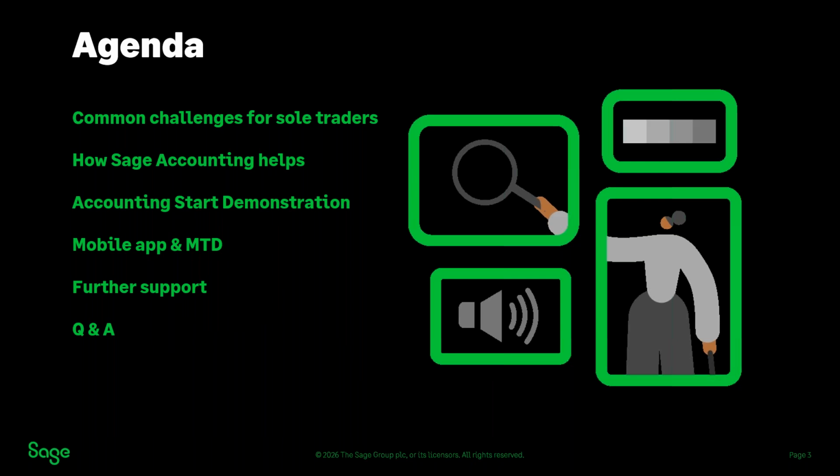So in today's agenda, we're going to cover common challenges for sole traders, how Sage Accounting helps, Accounting Start, the actual demonstration of each section, a mobile app and MTD, how those can help, and then moving forward, what you need regards further support if you want to use our support hubs or speak to a technician. And then again, I'll check the Q&A section at the end.